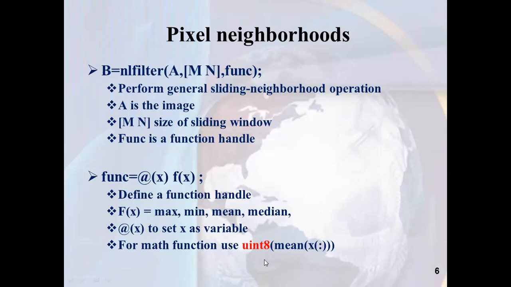And of course, if we have any function, you need to use the unsigned integer 8 of mean x, because after calculating the mean, or if we calculate, for example, mean and max, there is no problem. But if you calculate the mean, which is the summation over the numbers, the value will be double. So in order to obtain a value that is an unsigned integer between 0 and 255, we need to apply unsigned integer 8 to it.